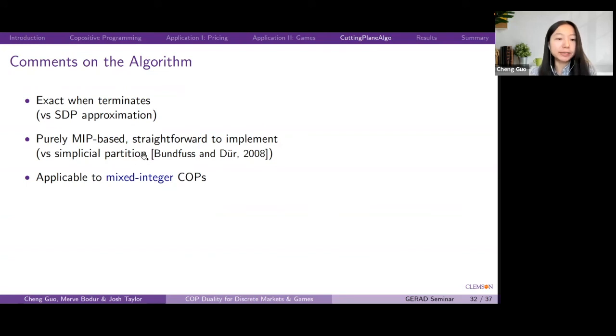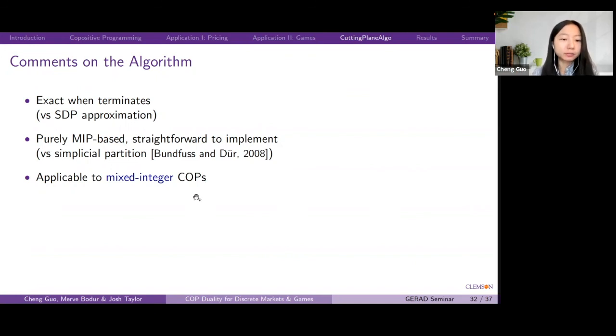But the problem here is that simplicial partition might be hard to implement, while our cutting plane algorithm is purely mixed integer programming based, and it's straightforward to implement using any mixed integer programming solvers like Gurobi and CPLEX. And I actually prefer CPLEX in this case because I think CPLEX might have a smaller tolerance, so the cutting plane result is more accurate than Gurobi for my implementation.